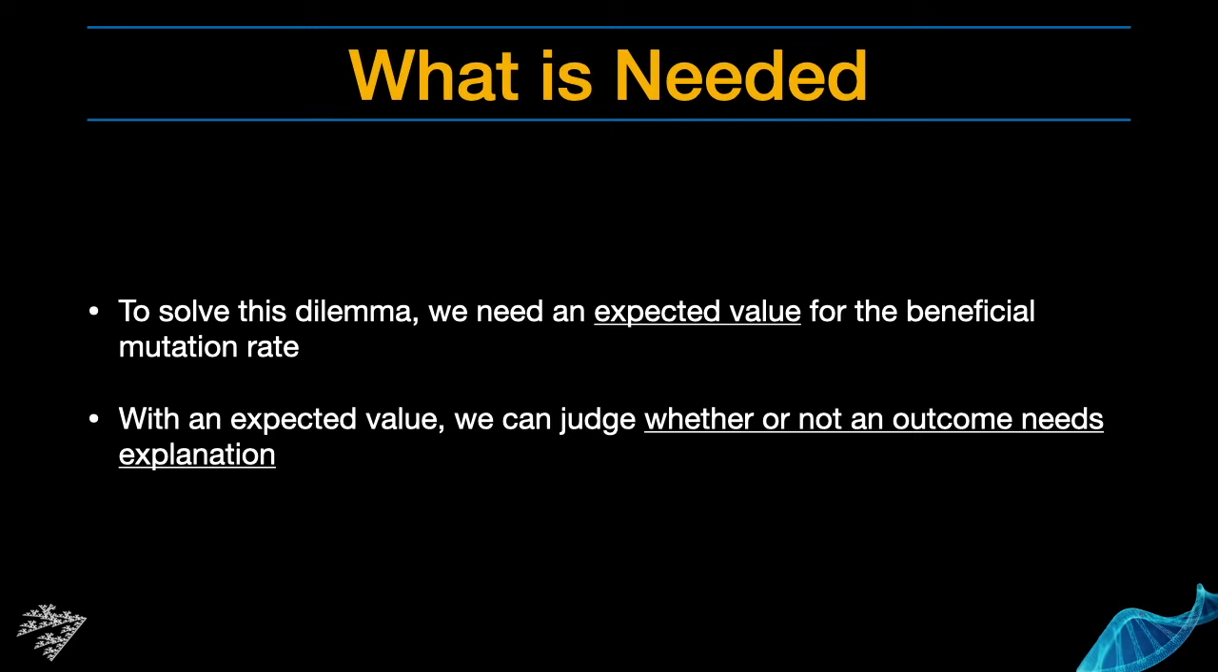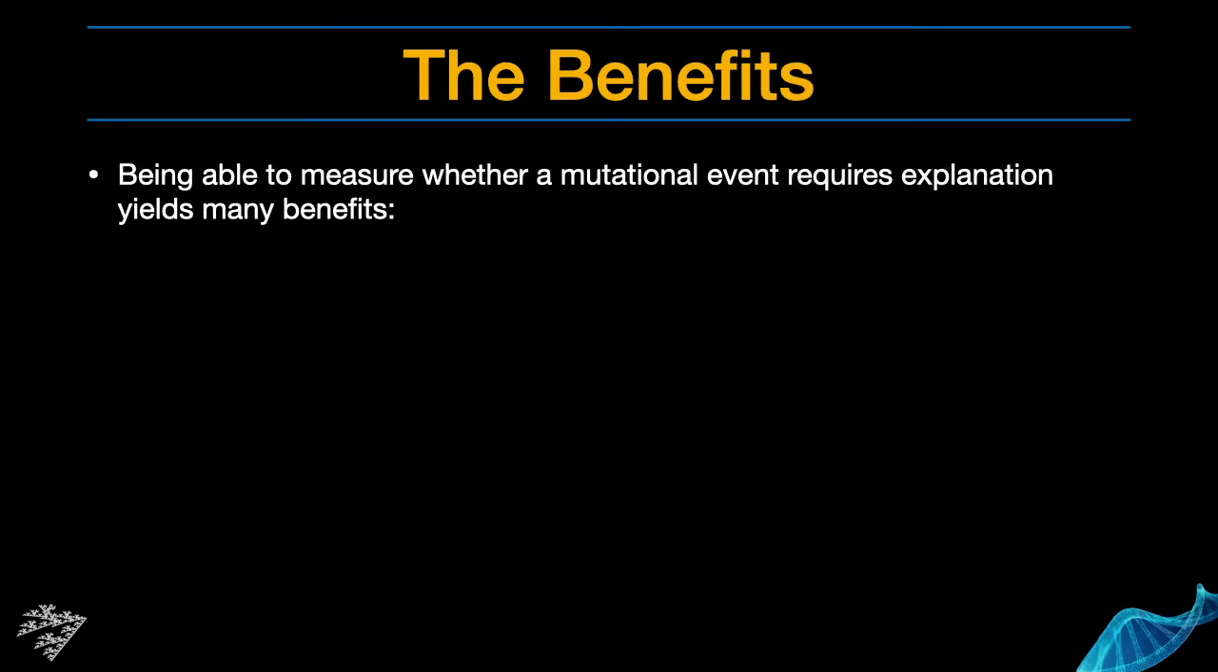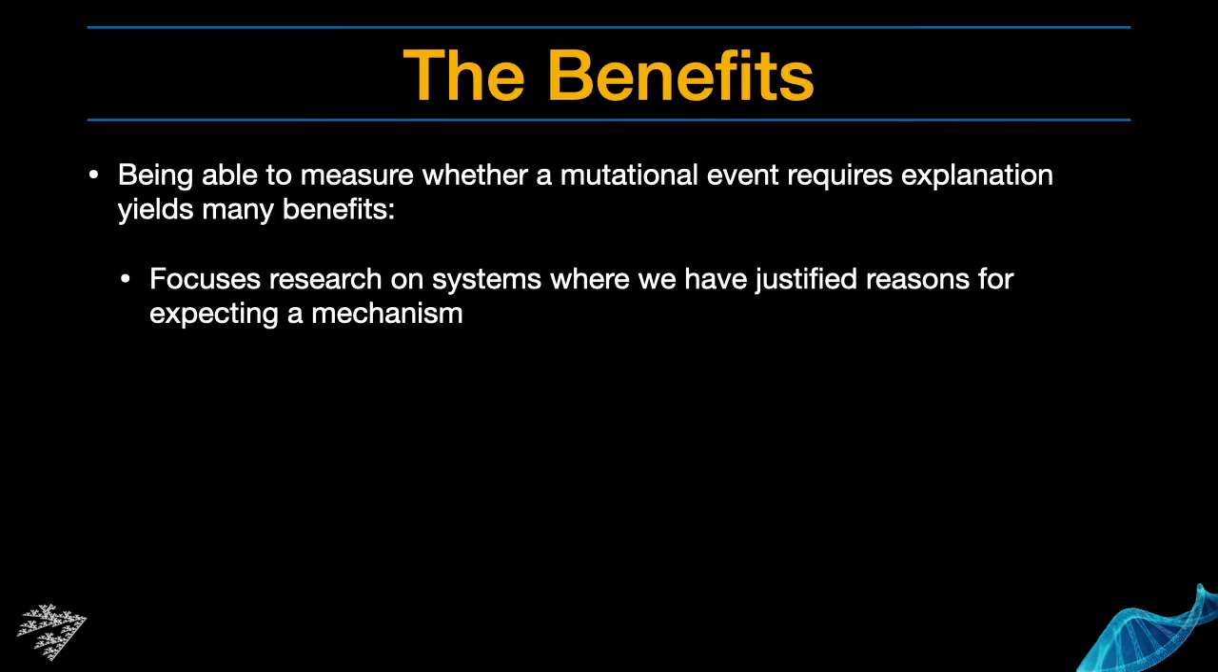The benefit of doing this is, if we're able to measure whether or not a mutational event requires explanation, that allows us to focus research on systems where we have a justified reason for expecting a mechanism. Think about this: it costs a lot of money. People oftentimes forget that research costs a lot of money, and investigating whether or not there is a mechanism for directed mutations actually costs a lot of money. There have been investigations where they have found directed mutations, very well documented, but the problem is that all of these cases required a large number of experiments.